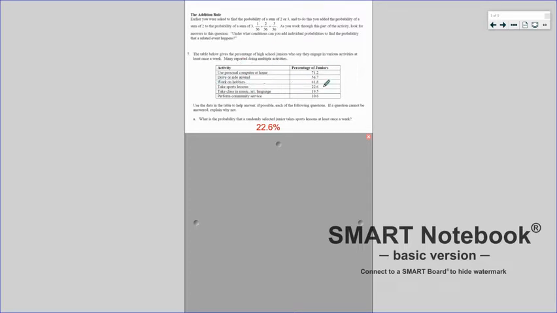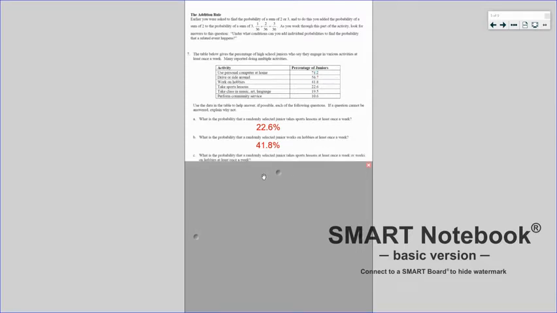Take sports lesson, 22.6 of the students said that. So that seems like we can just grab that number off the chart. What is the probability a randomly selected junior works on hobbies at least once a week? Again, just go to our chart. We can grab that one. Seems to work.